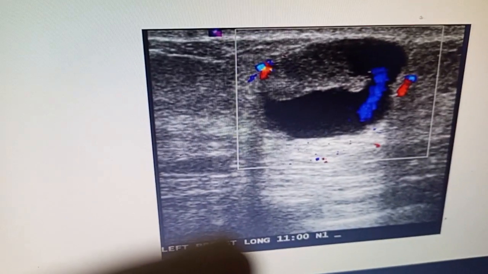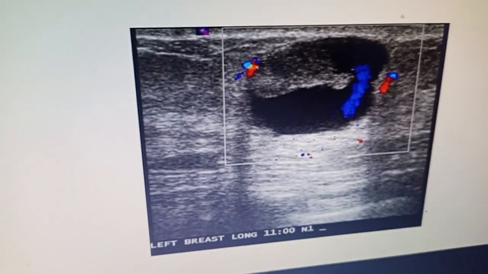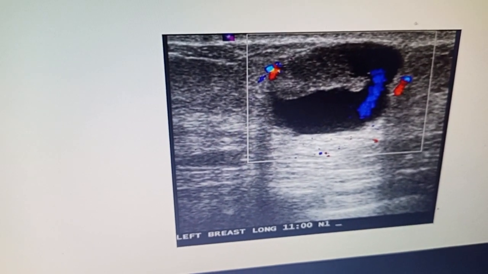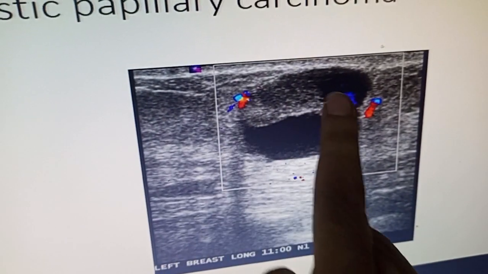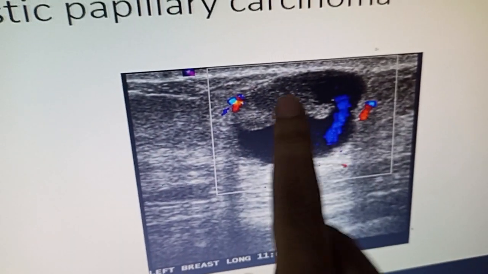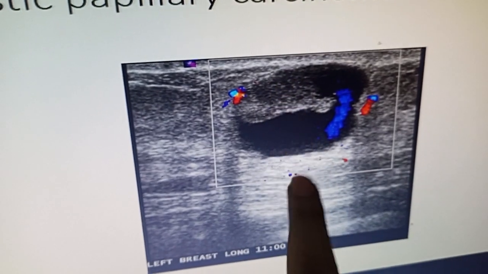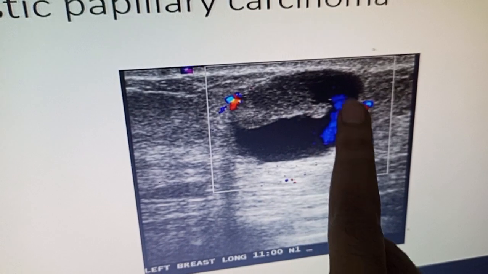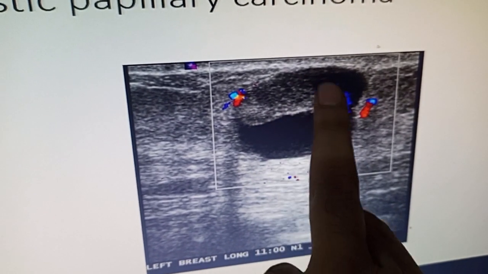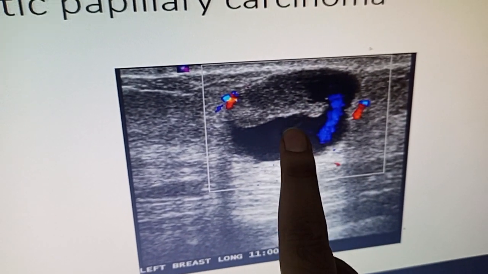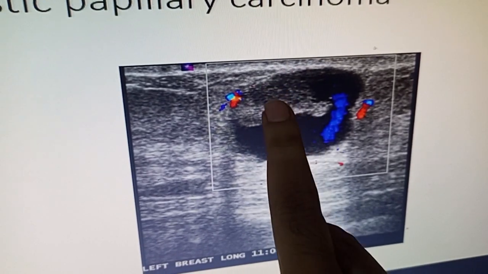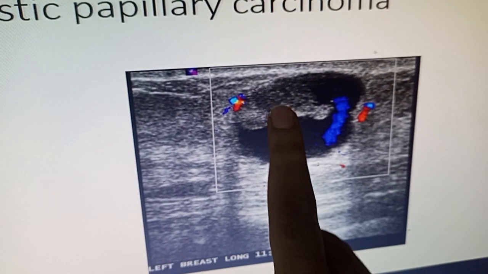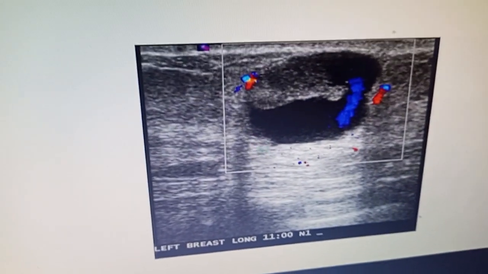This is a case of intracystic papillary carcinoma. It appears as a complex cyst with a thick mural nodule. This is the complex cyst. This is the mural nodule, and color Doppler flow is noted inside the nodule. This is categorized as BI-RADS 4. Sometimes it appears as a complex cyst with some thick septa and a mural nodule, and color Doppler flow is noted in the mural nodule. So this is the case of intracystic papillary carcinoma of the breast on the ultrasound.